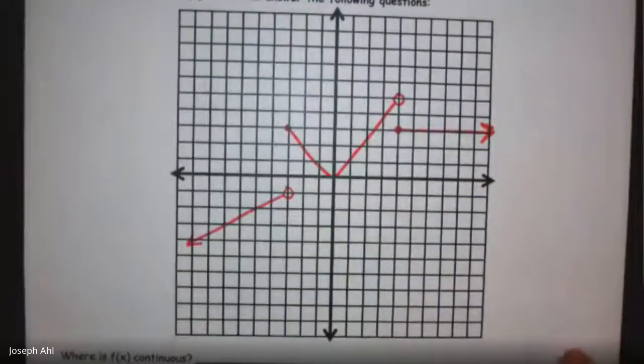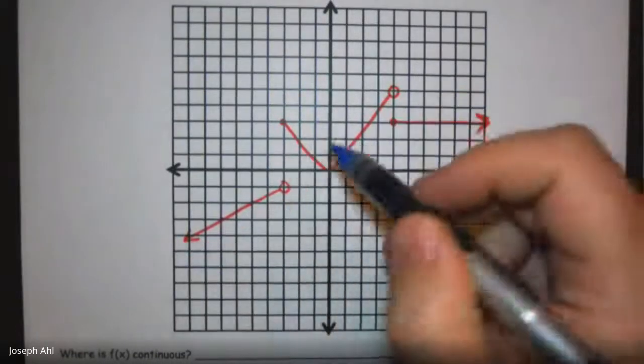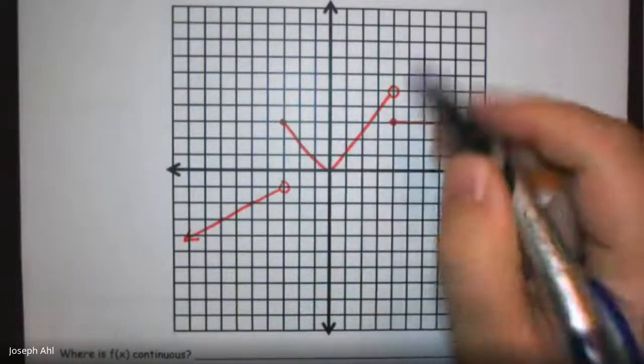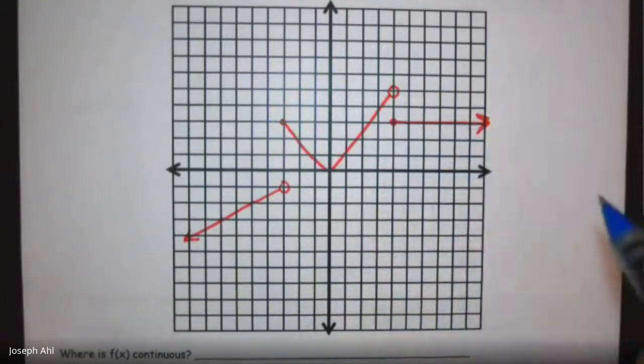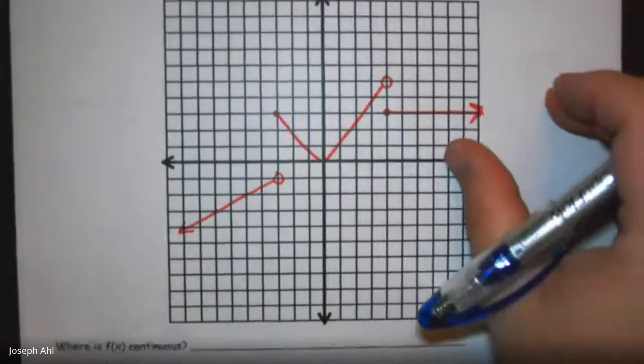As we look at the graph that's given to you in the notes, this is looking like a pretty classic piecewise function. We've got a linear part. This kind of looks absolute value-ish. I'm not sure. I guess it could be two lines that make that up, and then a constant function at the end here. So the first part says, where is f of x continuous?